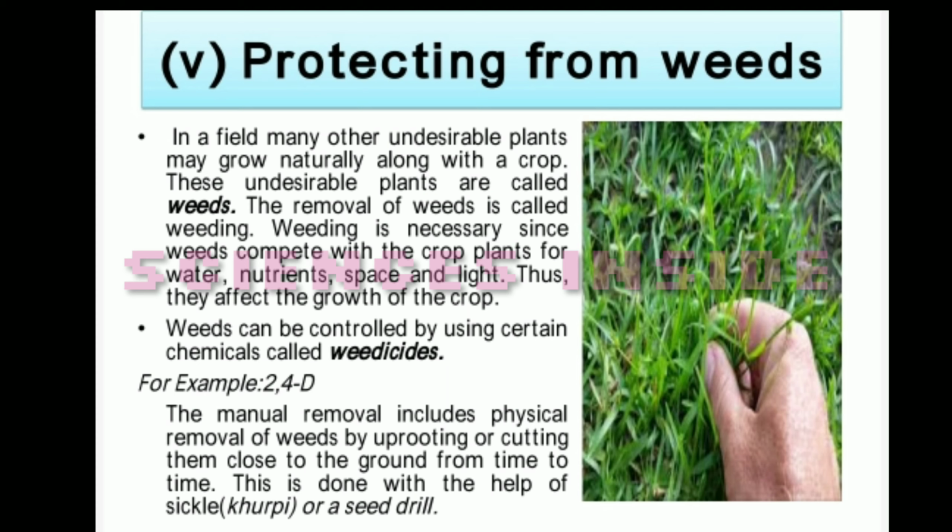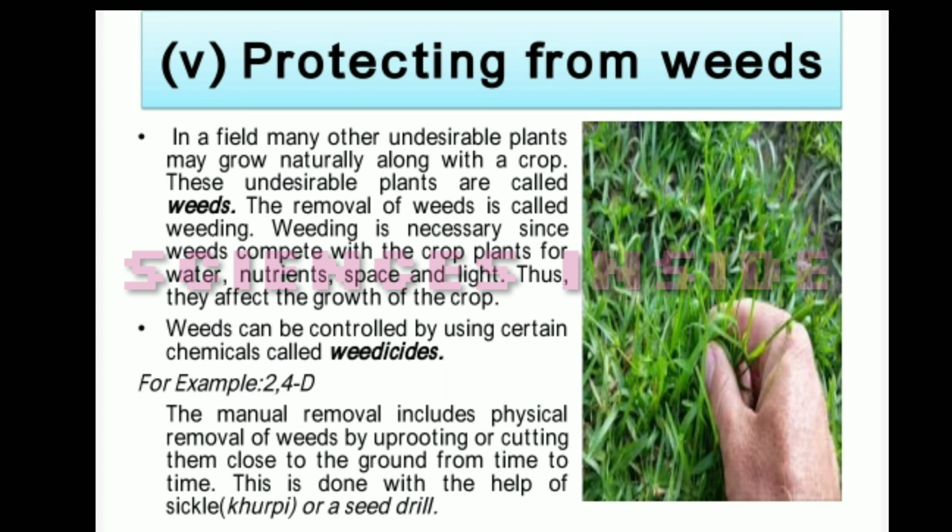For example, 2,4-D. The manual removal includes physical removal of the weeds by uprooting or cutting them close to the ground from time to time. This is done with the help of a sickle. Weeds can also be removed by growing certain plants such as sunflower and soya bean among the crop plants. These plants release toxic substances into the soil which do not allow the growth of these weeds.